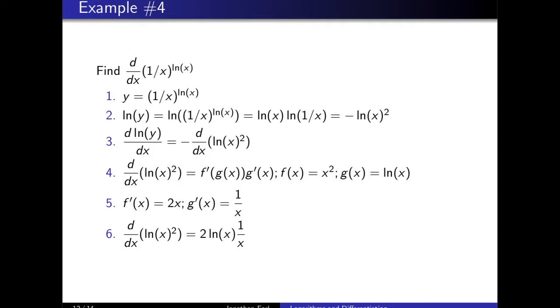On our right-hand side, we'll have a chain rule, so we have the natural logarithm of x and it's all squared. So our outer function will be x squared, our inner function will be ln x. So the derivative of f will be 2x, the derivative of the inside function will be 1 over x. And that tells us that the derivative of ln of x all squared is going to be 2 ln x times 1 over x.